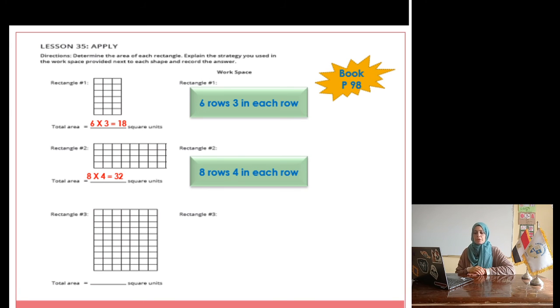As for rectangle number 3, you have 10 rows and 7 columns. The total area will be 70. And of course, you're not going to count all this. And we learned before that any number multiplied by 10, you take the same number and just add 0.